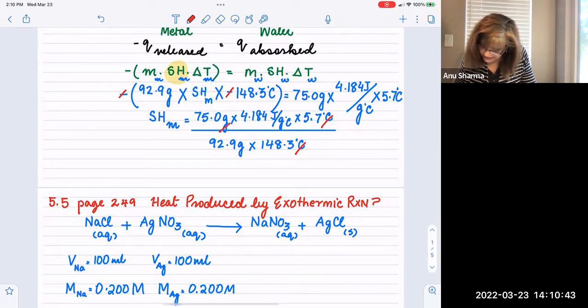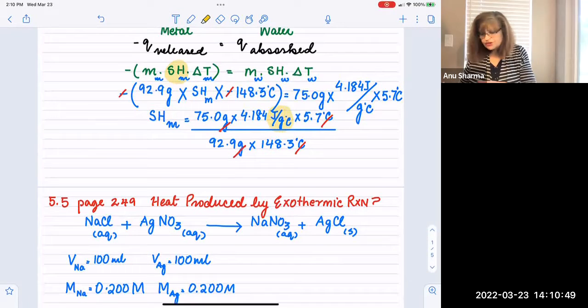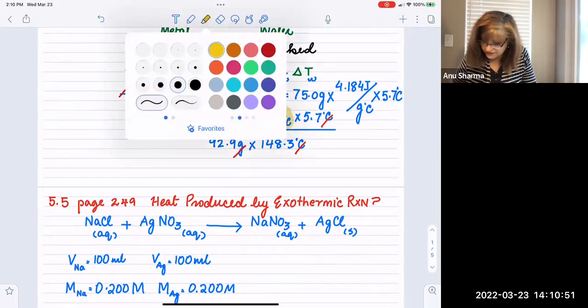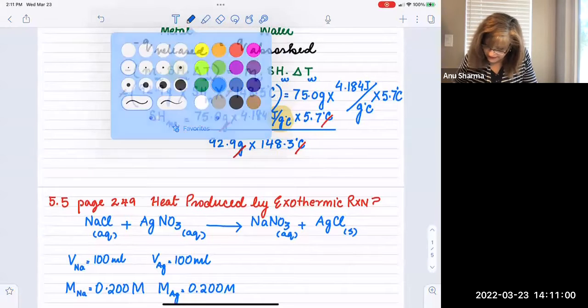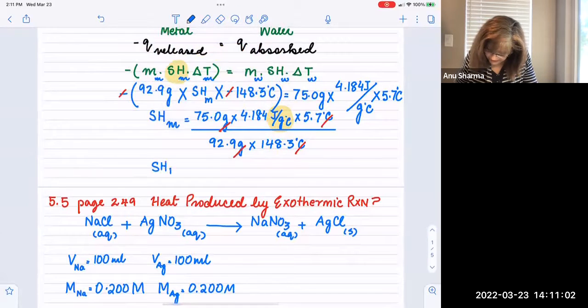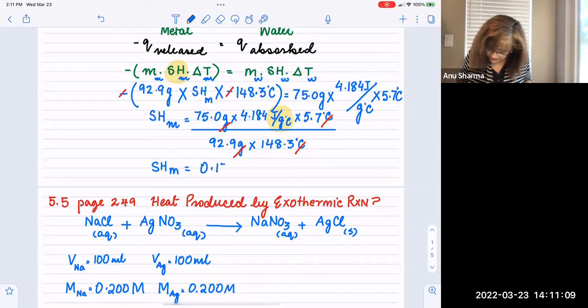and grams cancel out, and you are just left with the unit of joules per gram degrees Celsius, which is the unit for specific heat. So here we will see the answer comes out to be, for the specific heat of the metal, 0.13 joules per gram degree Celsius.